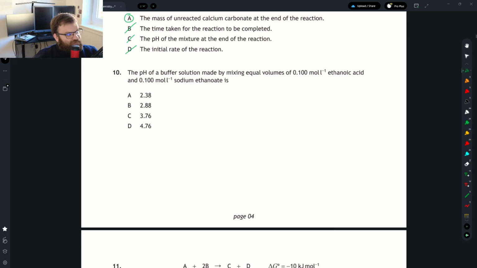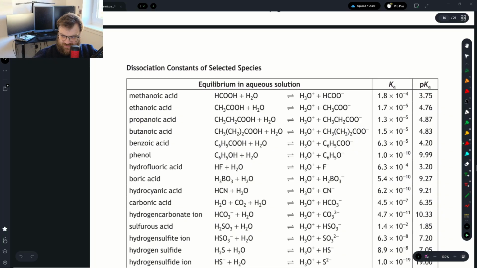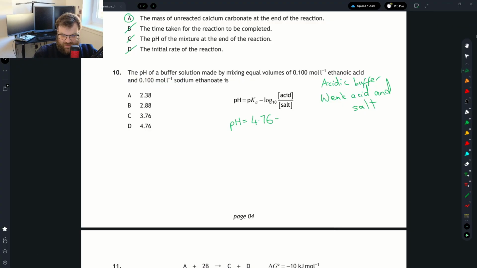This one we're asked about a buffer solution, which we'll find the calculation in the data booklet. We need to have a weak acid and its salt, which we do have here. So we want pH. We'll find pKa in the data booklet. So pKa of ethanoic acid, 4.76. Plug that in, and minus log to the 10. Acid is 0.1, so 0.1 gives an answer of 4.76, which gives us C. I'm making a face because that's the same as the pKa.